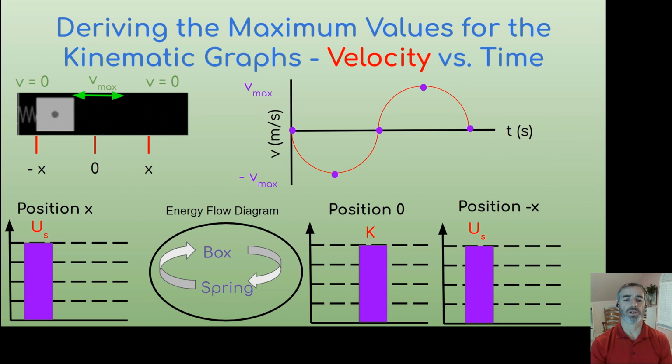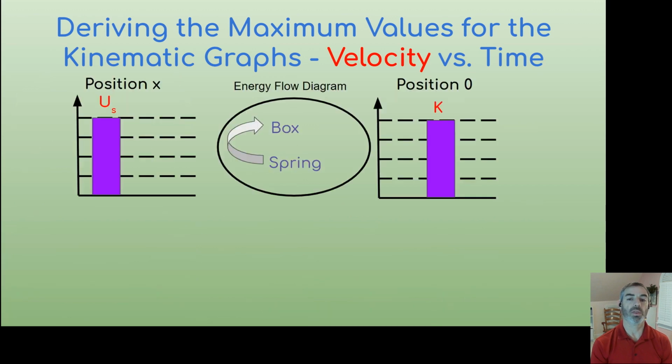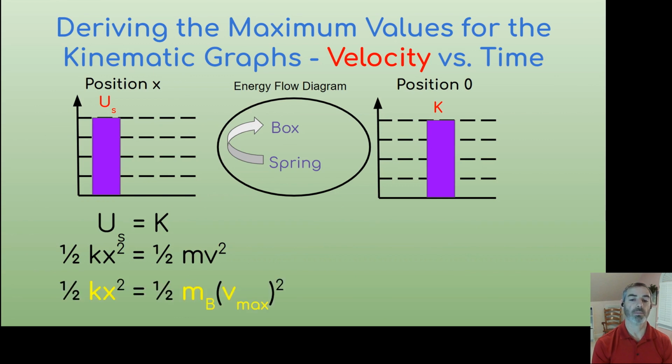So what we're going to do is just look at position x and position 0, and we're going to derive our equation for the maximum velocity, or the amplitude of our velocity time graph. We know from our energy bar chart that the stored spring energy equals kinetic energy, and we can substitute the equations in. Then substitute the symbols for each. We have kx squared, mass of the block, and the maximum velocity. The 1/2s cancel out, and we solve this equation for Vmax.